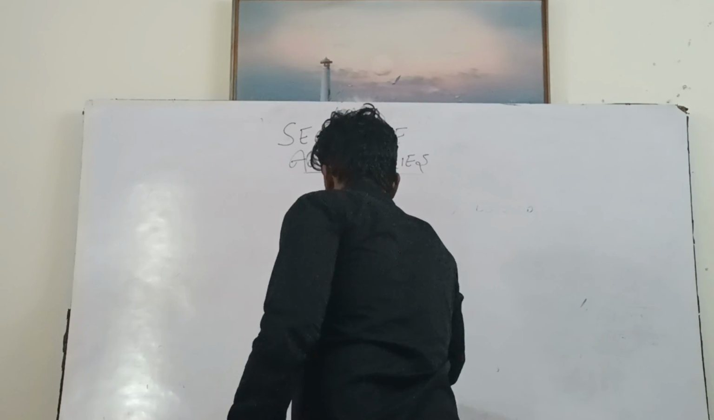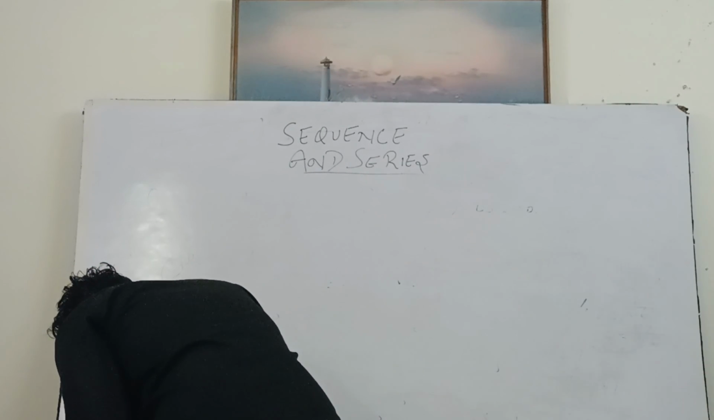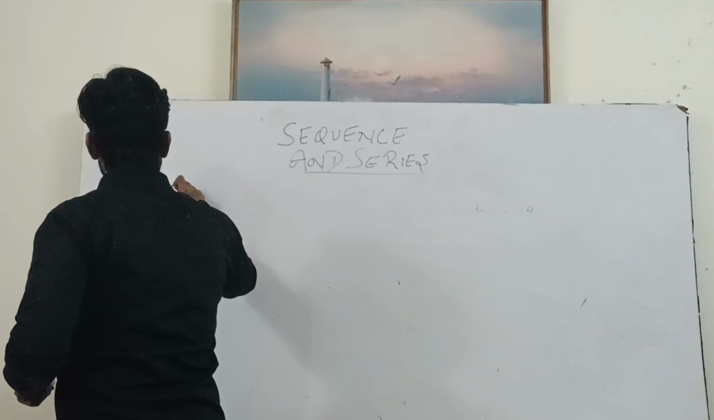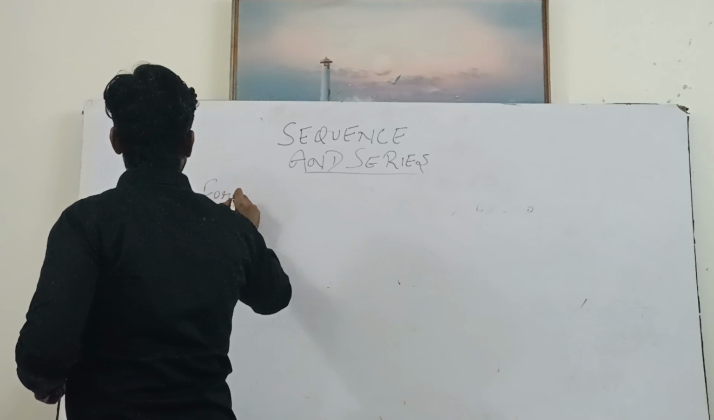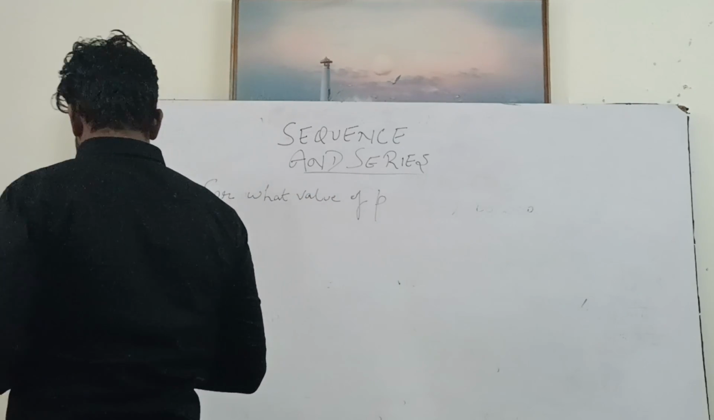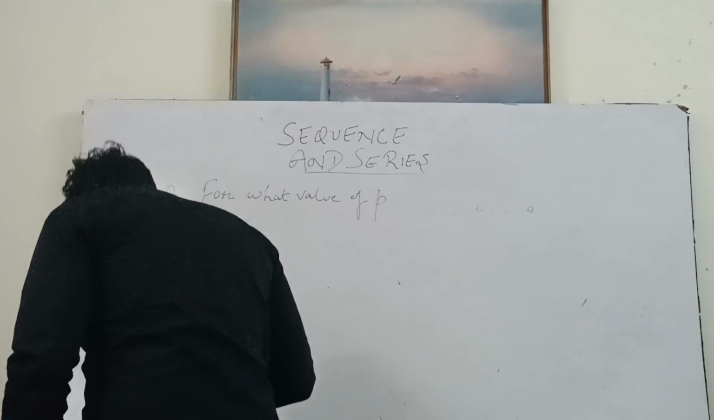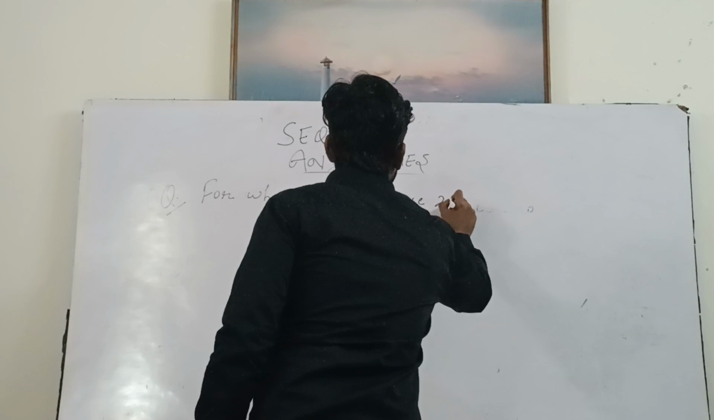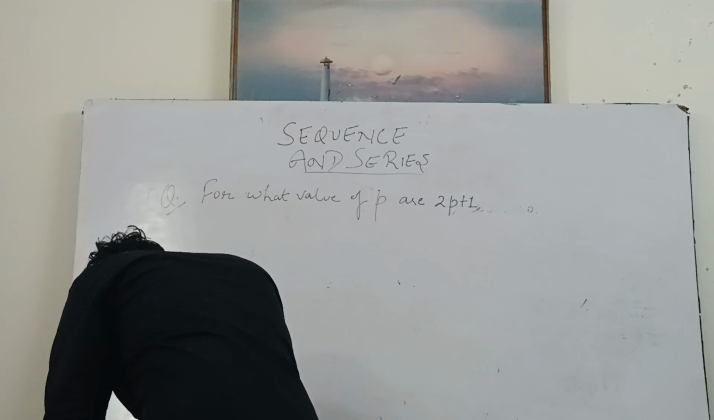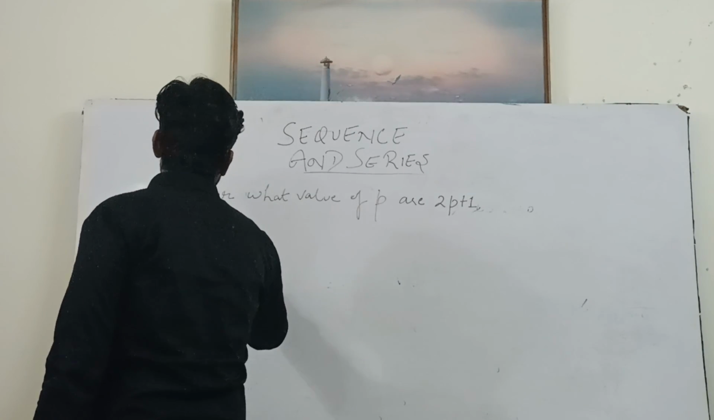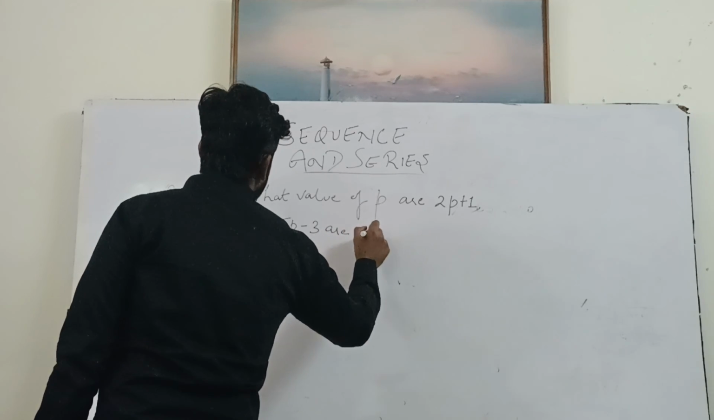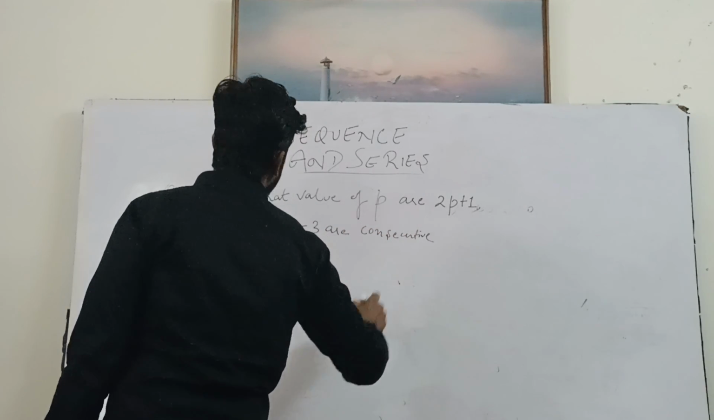And the next question is, just let me rub it. The question is, for what value of p are 2p plus 1, 13 and 5p minus 3 consecutive terms of an AP.